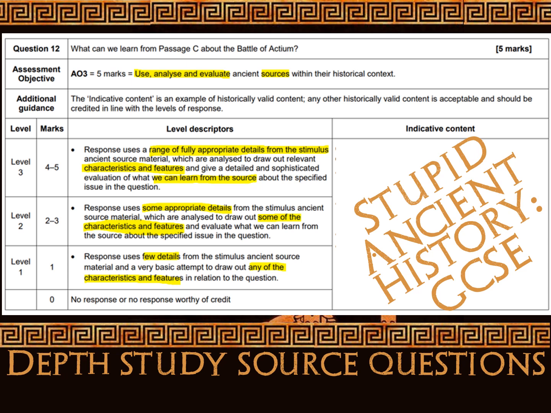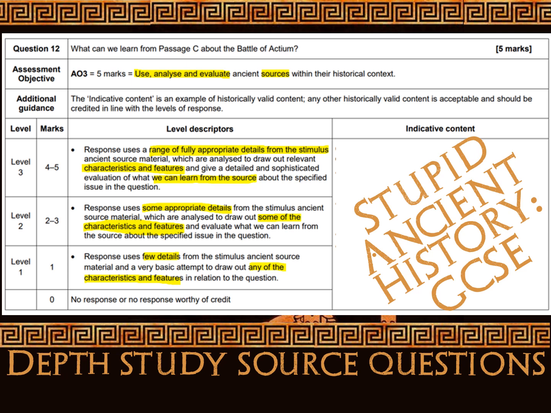You'll also see we've highlighted key parts of the mark scheme, so what it's asking for. Obviously, the AO3 part says use, analyse and evaluate the sources. That should not be a surprise for a source-based question. What it does keep suggesting is you do need to use details from the source. You cannot just write about the Battle of Actium without referencing the source. The AO3 is entirely about using the source, so you've got to.